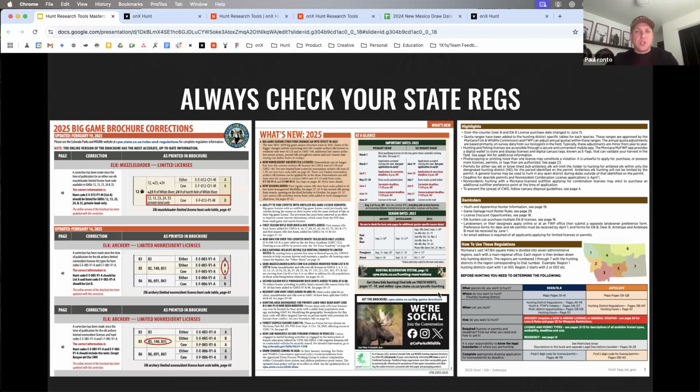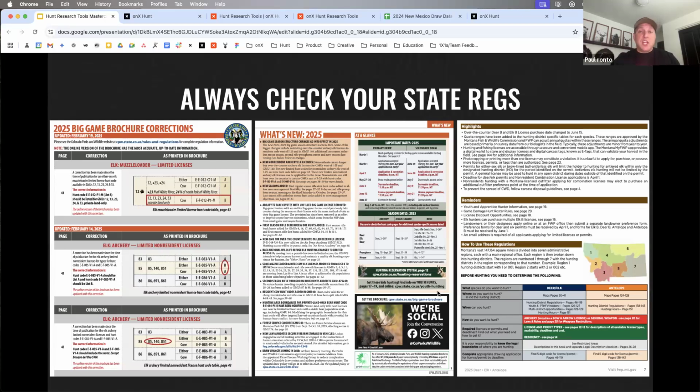Always double check the hunt codes. Hunt codes change. So if you're in the tool and you see a hunt code, don't just copy and paste that into your application with the state. Make sure you go in your regs and double check that the hunt code has stayed the same. Some states change hunt codes every year, like Arizona. They change hunt codes every year. And so you've got to make sure you're applying for the right hunt code.